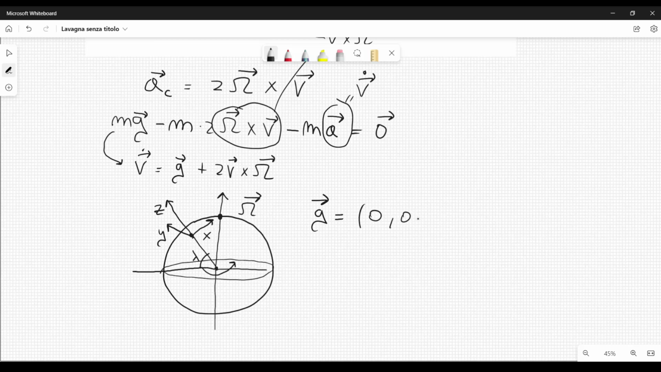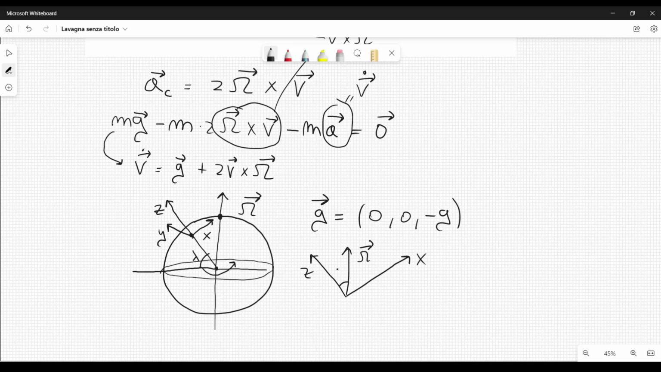Now, if we want to write our vectors in this coordinate system, for g, it is very easy because this is simply 0, 0, minus g, where in this case g is just 9.8 meters per second squared. This is not a vector anymore, it's just a scalar. As we know, g is not really a constant in reality, but for this problem we are going to consider g as a constant. Now omega, which is this vertical vector, has two components, one along x and the other one along z.